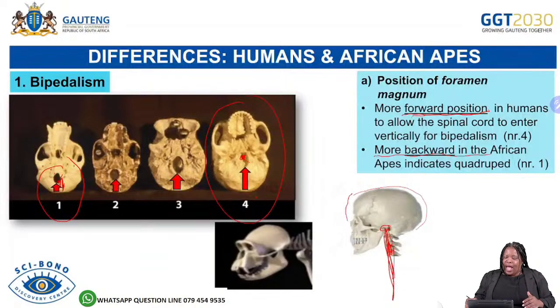Okay. Now compare this skull with this skull. So this is an African ape skull. We've said in terms of the foramen magnum, it is positioned more backward, right? If it is more backward, here is the spinal cord fitting into the foramen magnum. And this indicates that this organism, this animal, the African ape, is going to be moving using those 4 legs. Okay?